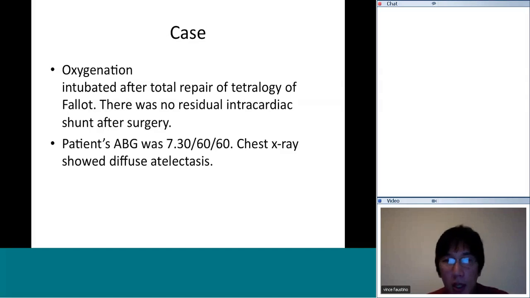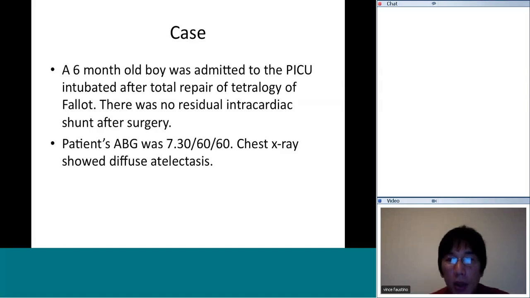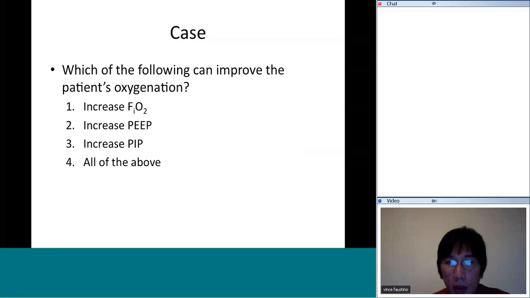So first question. A 6-month-old boy was admitted to the PICU intubated after total repair of tetralogy of Fallot. There was no residual intracardiac shunt after surgery. Patient's arterial blood gas was pH 7.30, PCO2 of 60, and PO2 of 60. Chest X-ray showed diffuse atelectasis. First question, which of the following can improve the patient's oxygenation? Increase your inspired O2, increase your PEEP, increase your PIP, or all of the above?